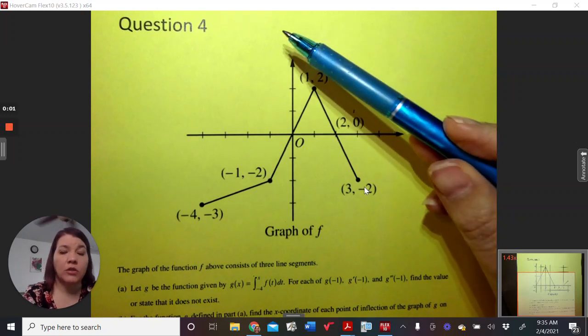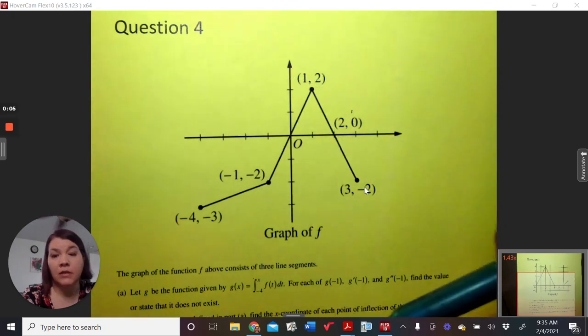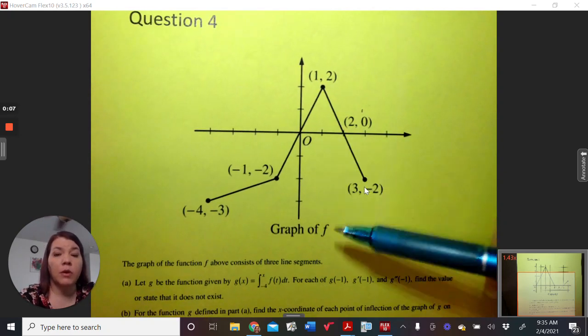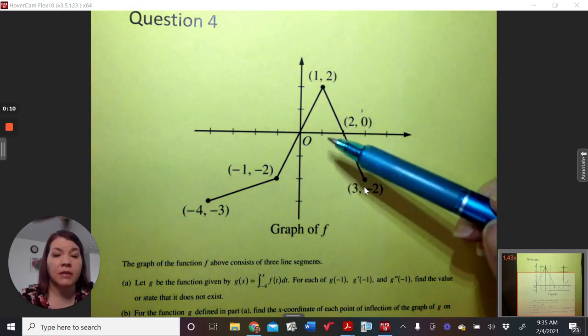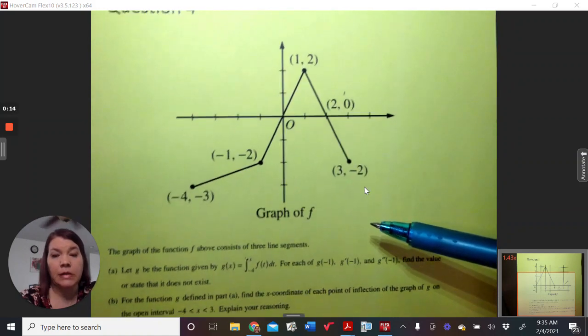We're on question 4, our fourth video on our free response practice. This is our last video. So we've got question 4. The graph of f above consists of 3 line segments, which is just telling you that they're straight. No reason to wonder about curving.